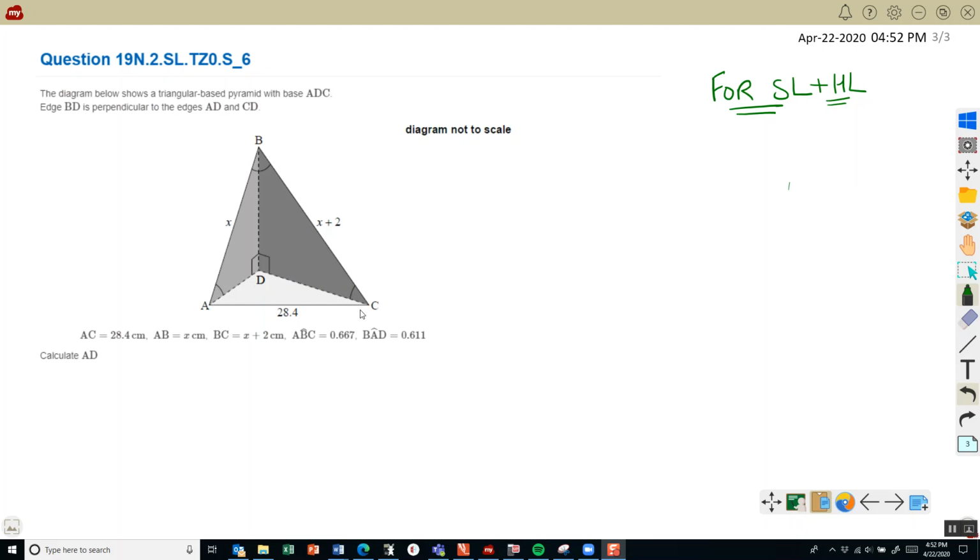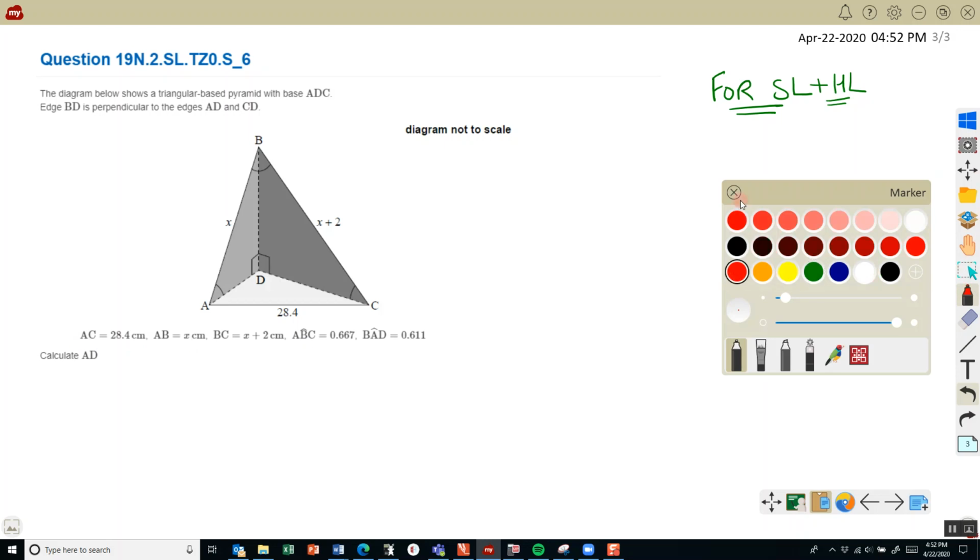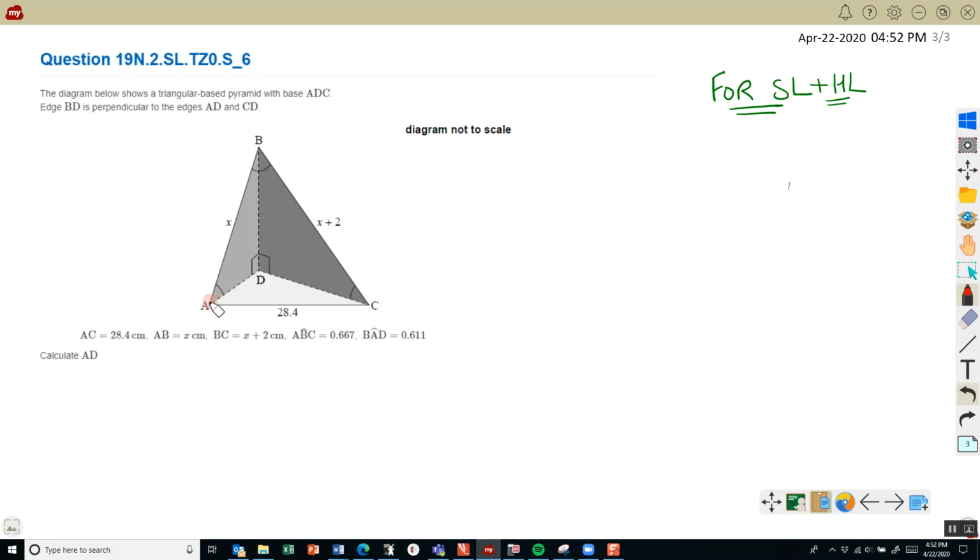We're told that this length is 28.4. We're told that this length is x. This length is 2 more than x. We're told that angle ABC, just in case you're not sure, angle ABC is A to B to C. It's that angle on this face of the pyramid.